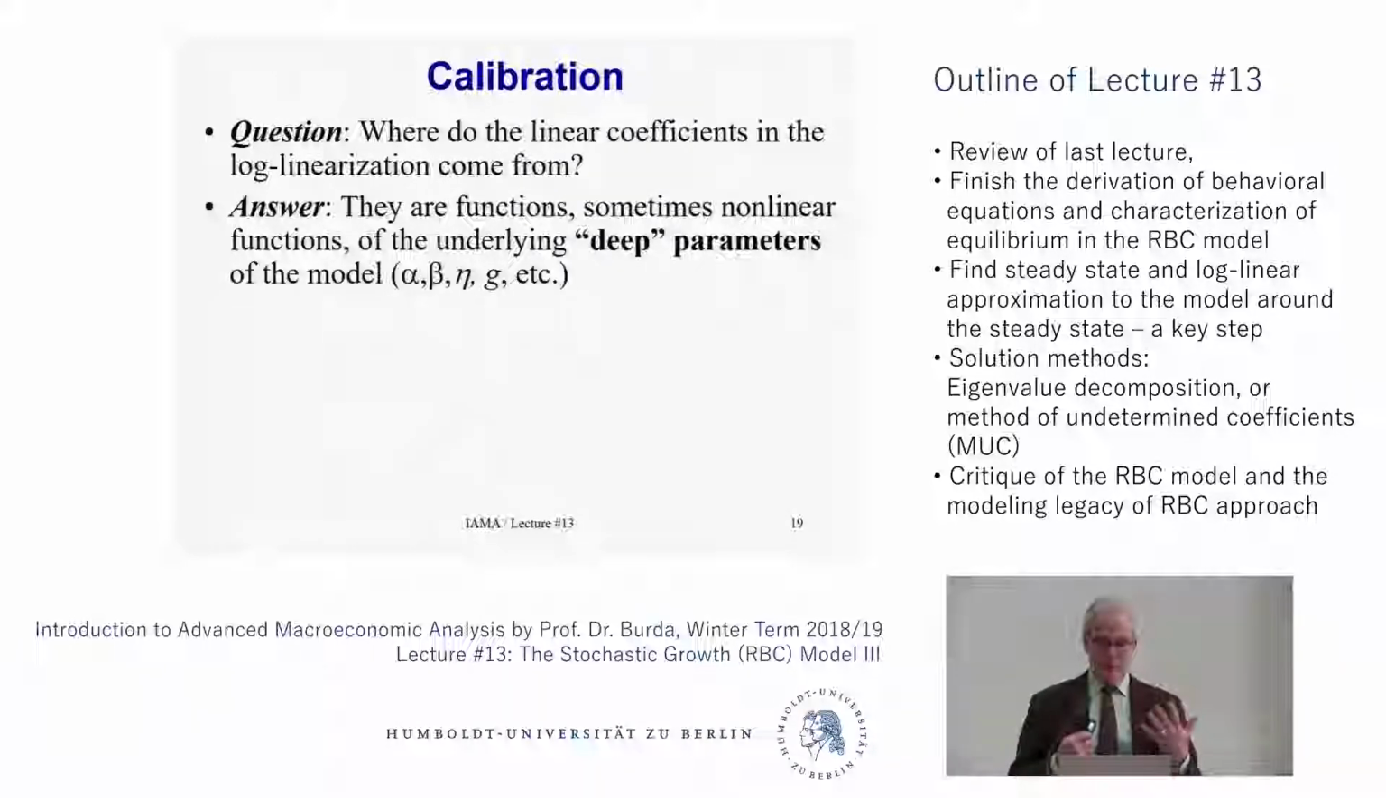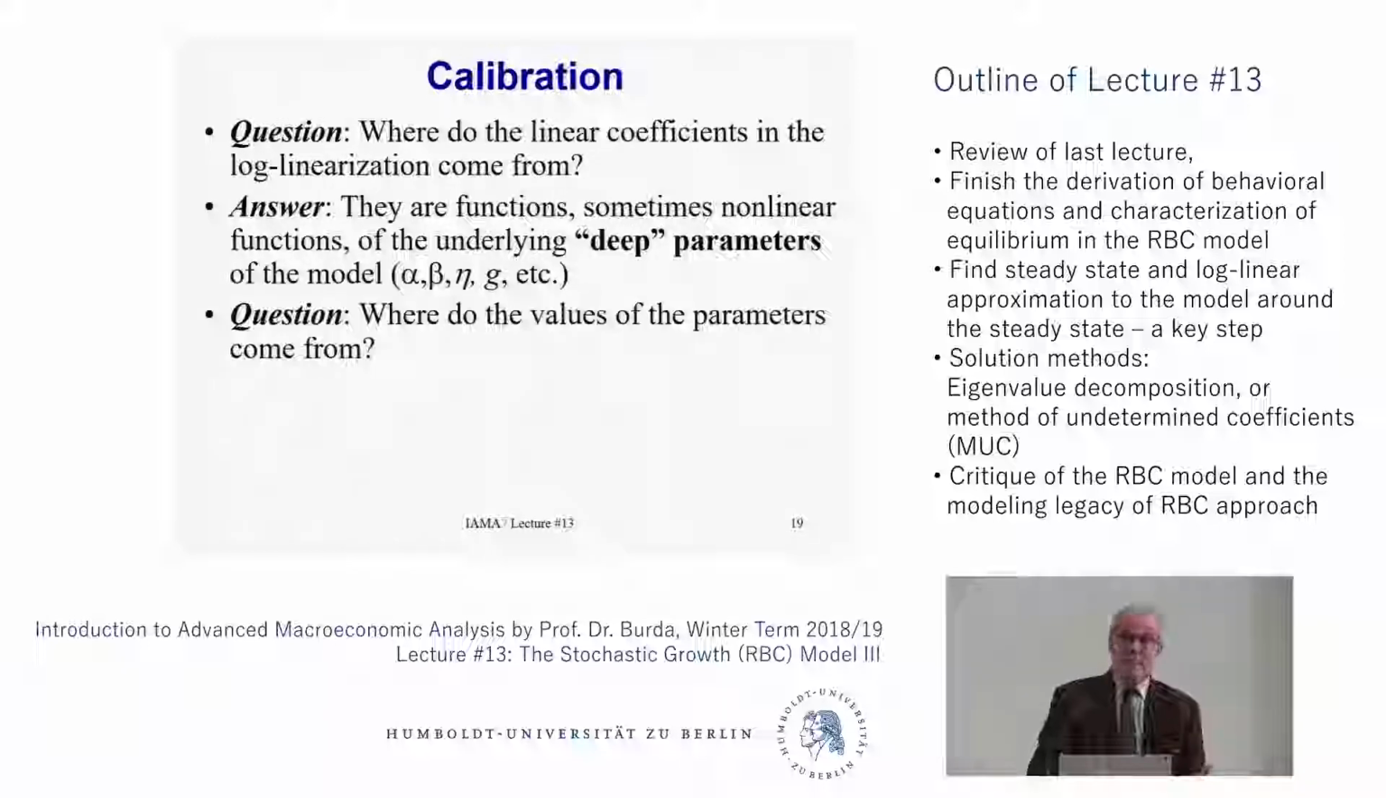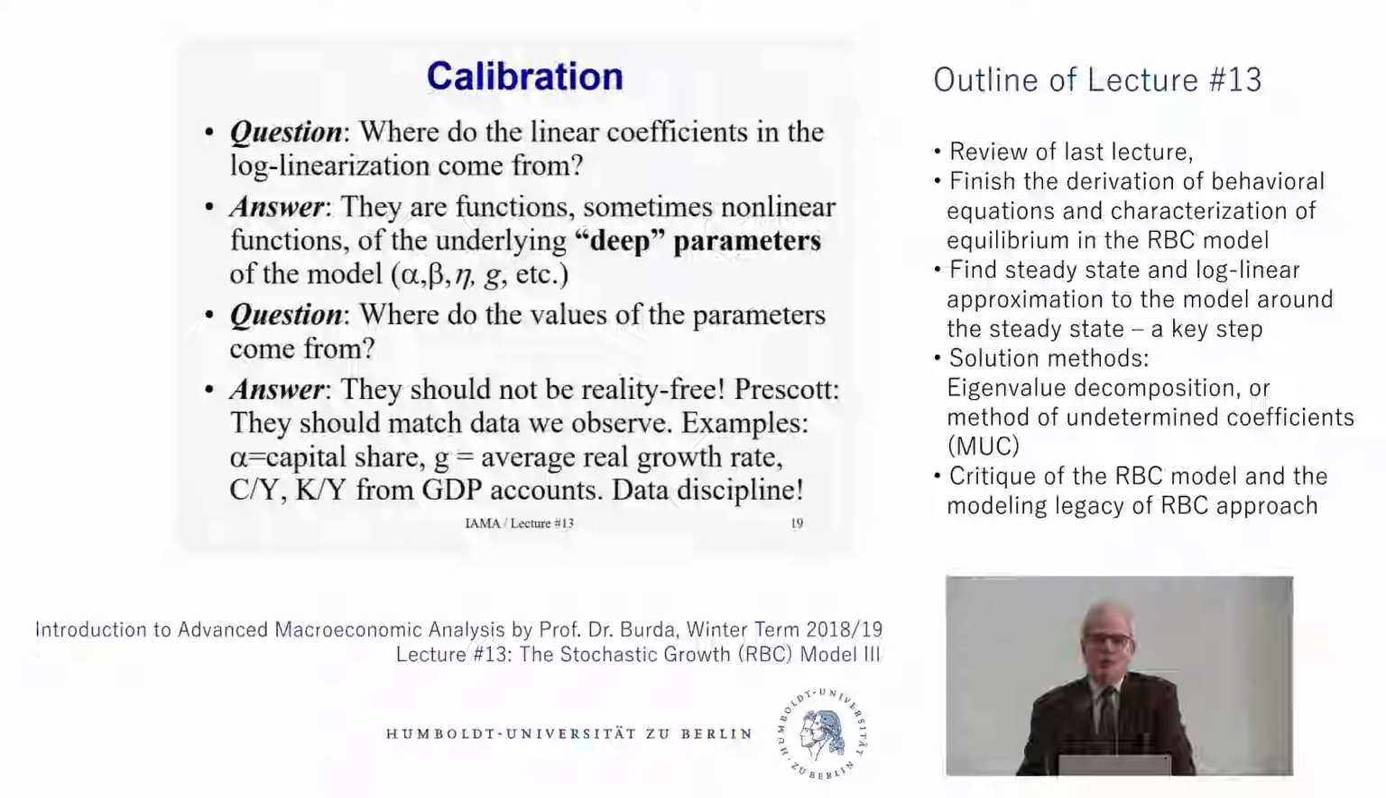This is something we talk about in macro a lot. The model yields sharp implications, and if the model's implications are too sharp, the model is no good. Okay, so it's a very sparse model. It has a few parameters: alpha, beta, eta, g, and there are a couple others. So the data can actually give us some guidance on what values of this setup are admissible. They cannot be reality free.